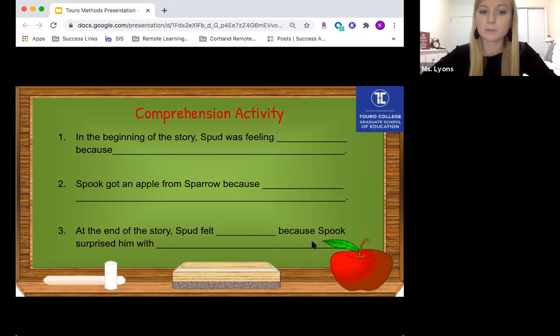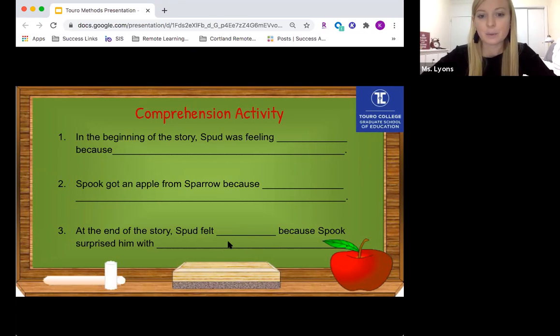So they would say, because Spook surprised him with a birthday party, because Spook surprised him with the pie for his birthday party. And they would just be asked why or how did Spud feel at the end of the story. In order to differentiate it for lower level students, I would fill in the whole end here, and students would just have to fill in the feeling word.